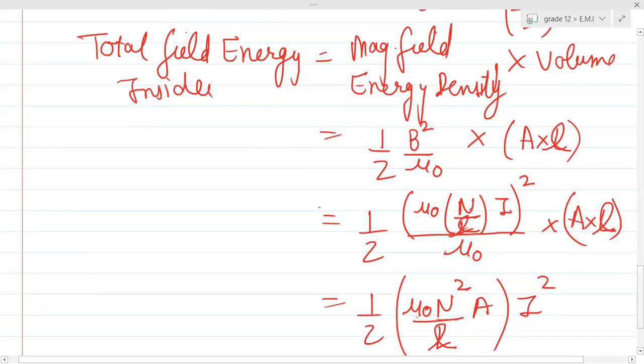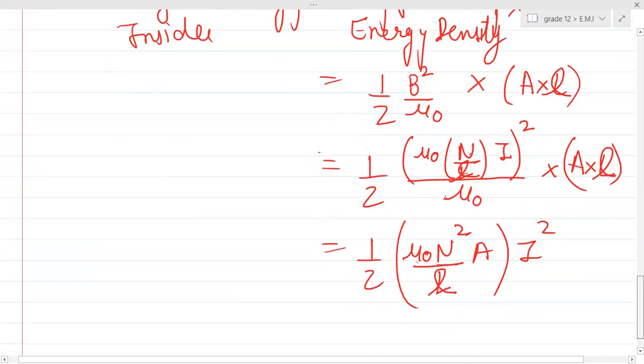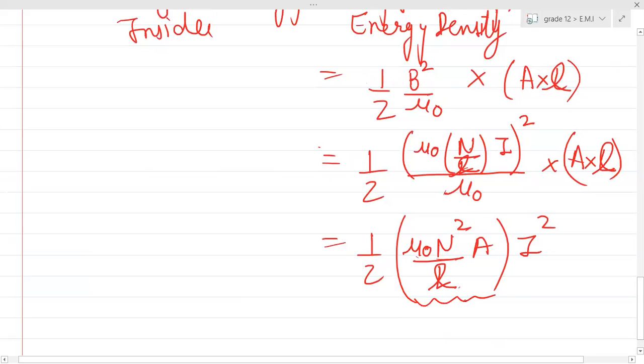Guys, is this thing nothing but the self inductance? I'm taking the length as small l, just to avoid the confusion. So this thing is nothing but half L I square. So can you see the magnetic field energy inside?